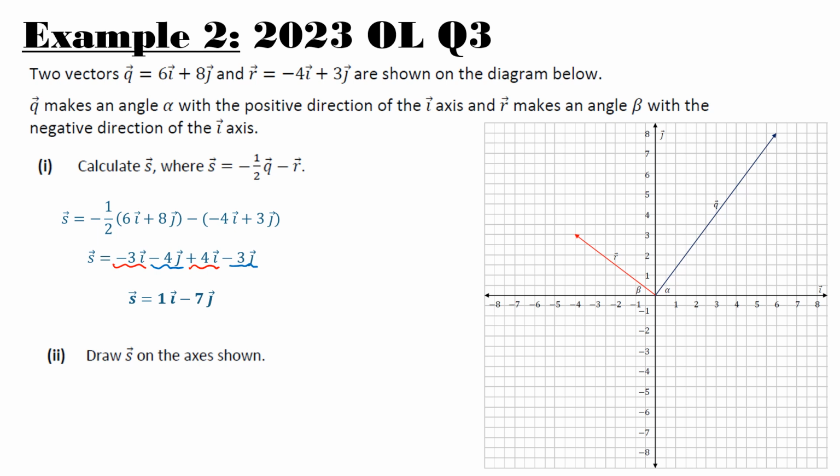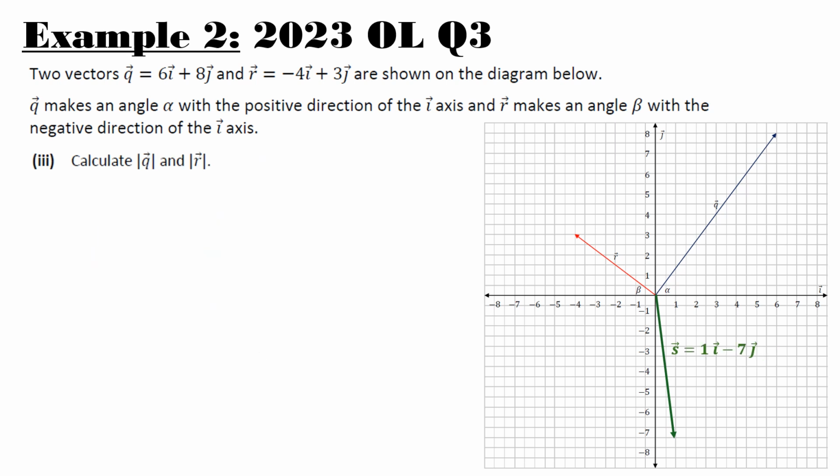And then they ask us to draw S on the axis shown. So 1 is over here and minus 7. So it's 2 boxes each. So it's down to here. So we bring it to there. So it's going to look like this. And that's 1i minus 7j. So make sure that you label it. You can label it with just an S. I've put the vector on it as well.